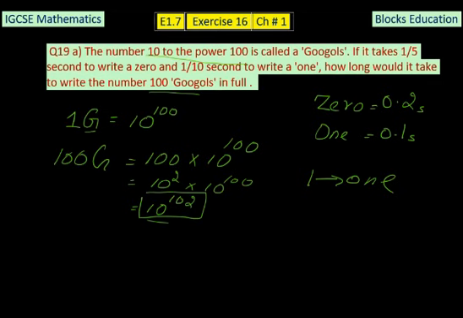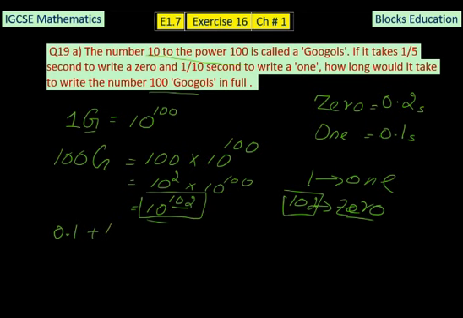102 zeros. So it means that you will write 102 times 0, right? It means that 1 will be written only once, and to write 1 it takes 0.1 second. So it is 0.1 second to write 1, and then you have to write how many zeros? 102 zeros.